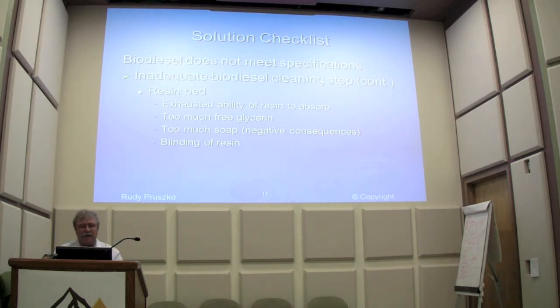If you use a resin bed, the problem is you can exhaust the ability of the resin, and then you're not doing the cleaning you think you're doing. A lot of times if you have too much free glycerin, that'll start to block the resin bed and you'll get channeling through the resin bed and it's ineffective. If you have too much soap in resin beds, a lot of times those resins are an acid side resin. They'll break the soap up into free fatty acid, and now all of a sudden you're out of the free fatty acid spec.